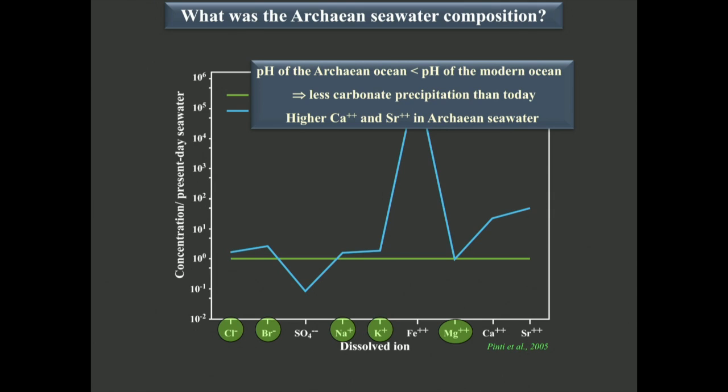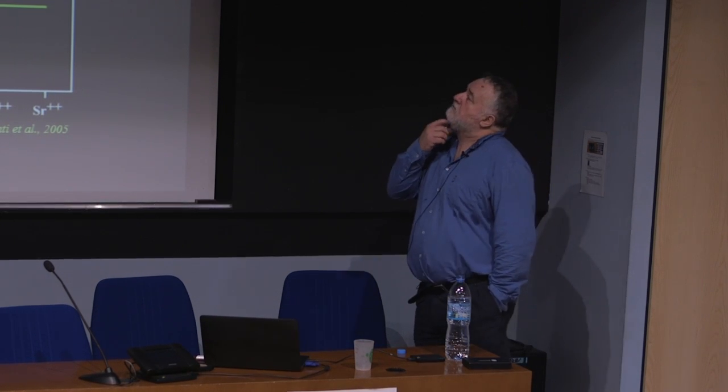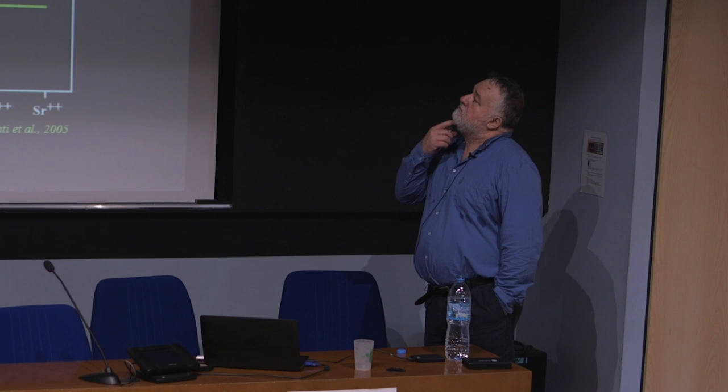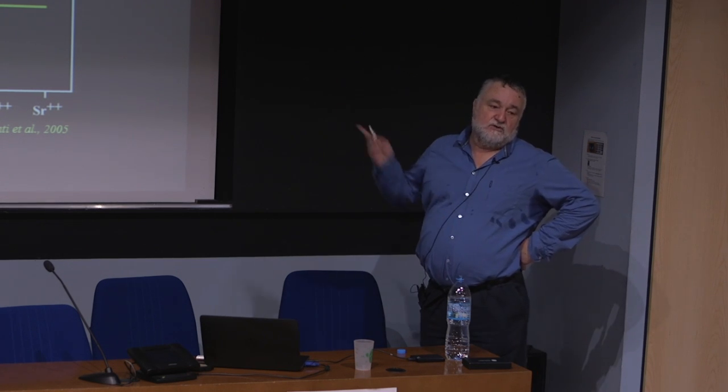What do you think the anion was that could compensate for such a large amount of iron? Sorry? What do you think the anion, the negatively charged ion, was that could compensate for iron 2? It's huge. Yeah, it's a very, very huge content, yeah.